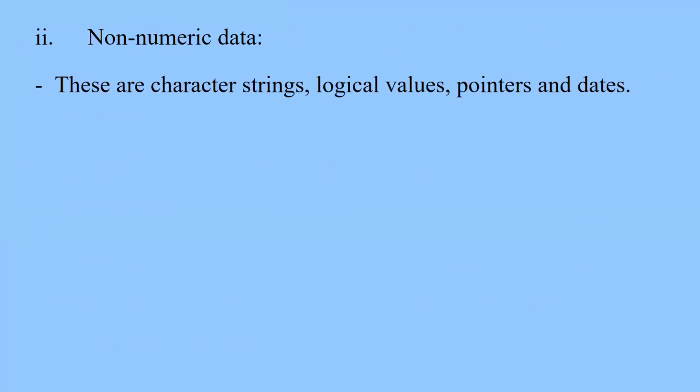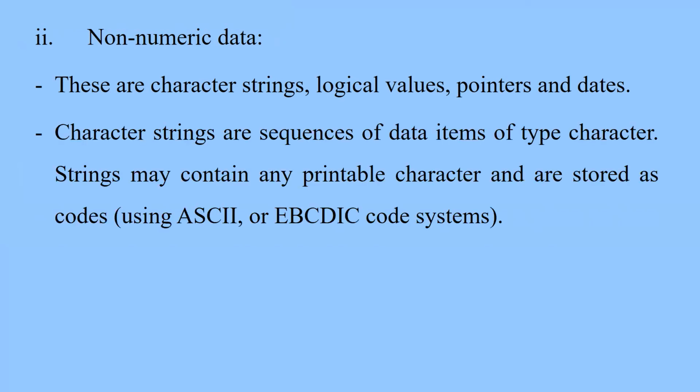Let's now look at non-numeric data. What is non-numeric data? Non-numeric data is simply the data that is composed of characters, strings, logical values, pointers, and dates. Character strings are sequences of data items of type character. Strings may contain any printable character and are stored as codes using ASCII, EBCDIC, and other code systems, but mostly when it comes to dealing with text, we make use of ASCII or EBCDIC code systems.